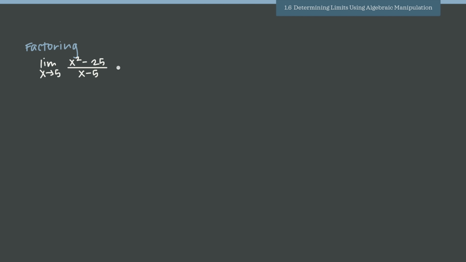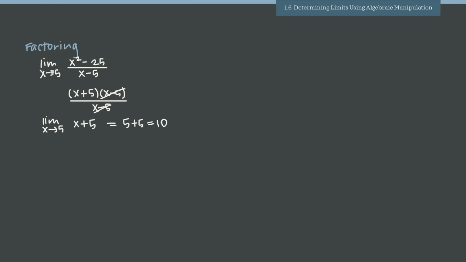What we realize here is that we can factor the numerator into x plus 5 times x minus 5. And then in the denominator, we're still left with x minus 5. And then here we see that we have a factor of x minus 5 in both the numerator and the denominator. We cancel, and we're left with simply x plus 5. So now we have this limit as x goes to 5 of just x plus 5. We can at this point use substitution, and what we end up with here is 5 plus 5, or 10.